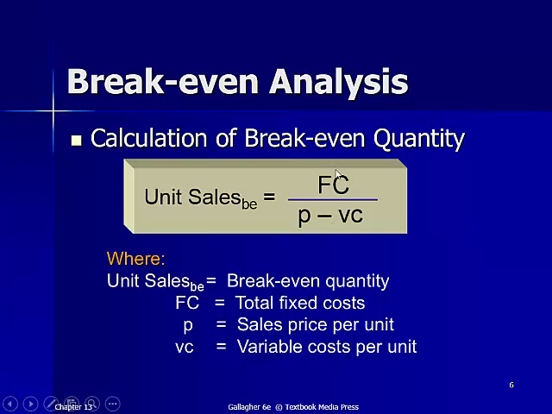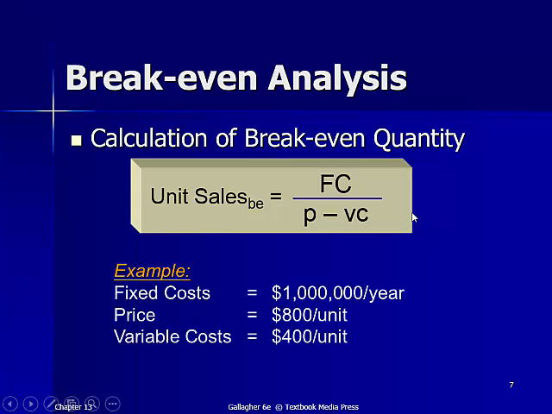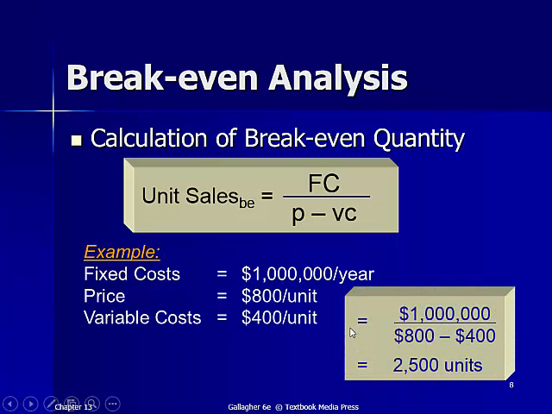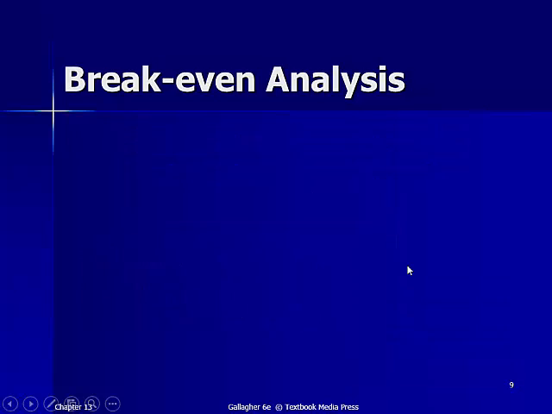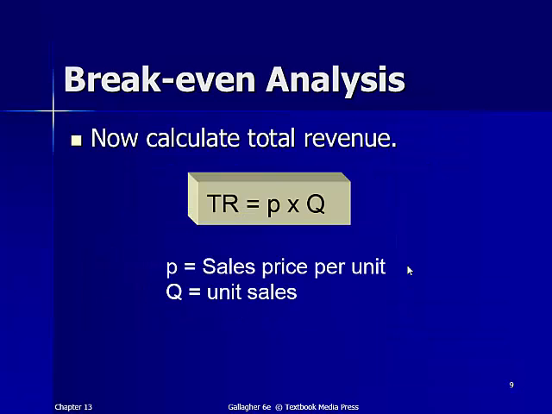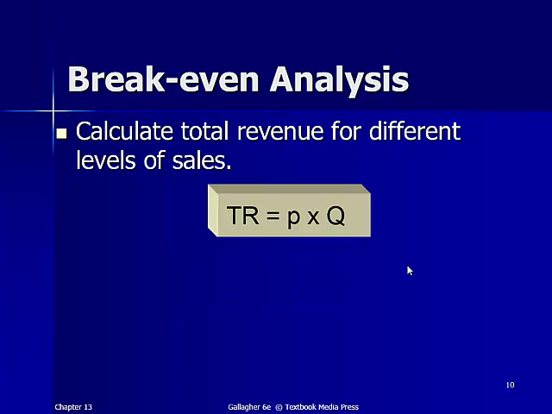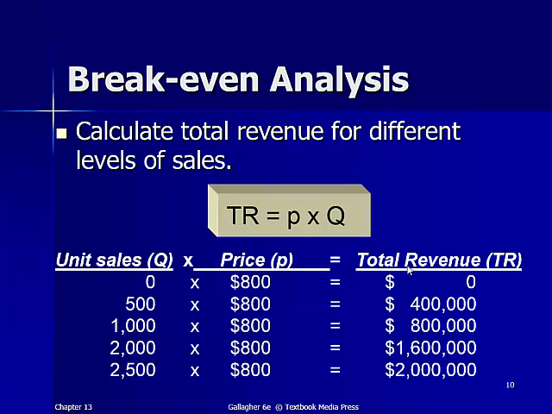So the break-even point is your fixed costs over your price per unit minus your variable cost per unit. So if we have fixed costs of $1 million per year, a price per unit of $800, and a variable cost per unit of $400, we would have to sell 2,500 units in order to break even. On the revenue side, total revenue is price per unit times quantity sold. And so here you can see the different total revenue scenarios with different unit sales assumptions.